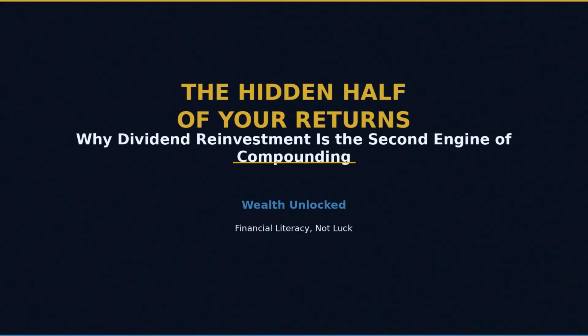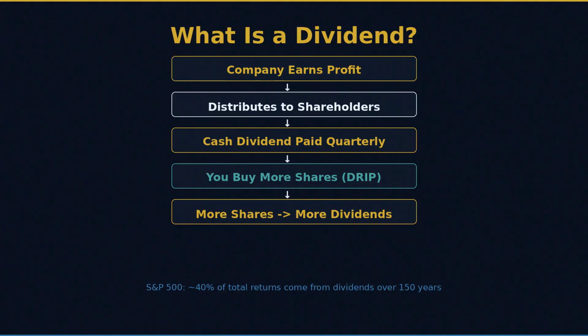Let me start with a number that should grab your attention. If you invested $10,000 in the S&P 500 back in 1960 and never touched it, never added a single extra dollar, here's where you'd be today. If you never reinvested your dividends, that $10,000 grew to about $143,000. Not bad for doing nothing.